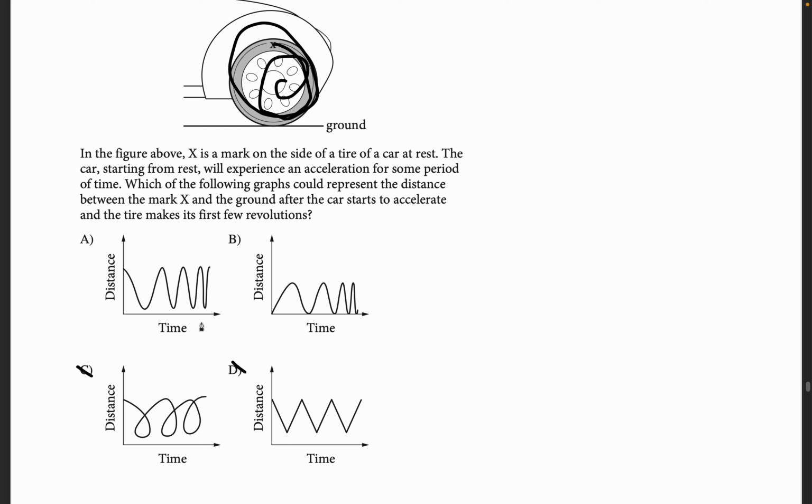Now the question is A or B because they both look similar. This one's starting at rest, so the car is not moving. This is saying that the point X is touching the ground. It's the opposite. It should be up because the point is up here. That's why it's choice A.